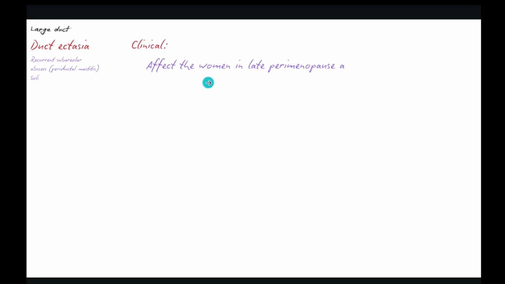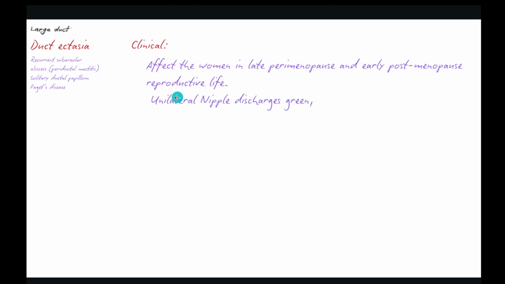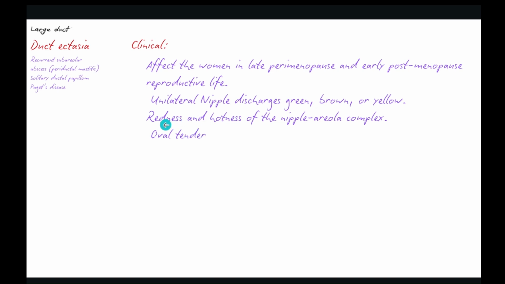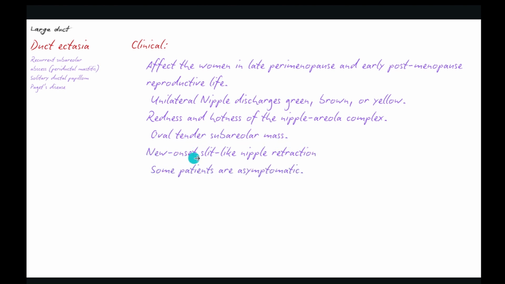Clinically, the affected woman is either in late premenopause or in early postmenopause reproductive life. Usually they present with unilateral nipple discharge, green, brown, or yellow, redness and hotness of the nipple areolar complex if there is infection, oval tender subareolar mass, and new onset slit-like retraction. Some patients are asymptomatic.